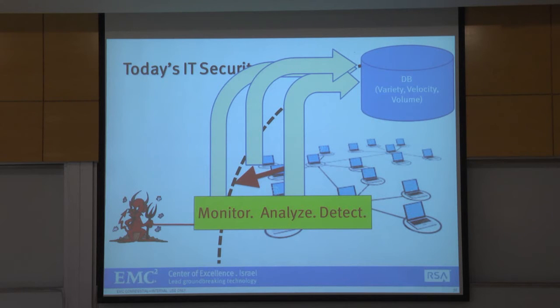So here, the idea is to monitor the data, then to analyze it, and then to detect. So we know that the fences, or the old paradigm, doesn't work, but the new paradigm seems to work much better. We have better visibility. This costs a lot of money to get this visibility, but we want to invest and put this money into it. So we monitor a lot of data, and then we analyze all this data, and based on this analysis, we detect all the attacks.